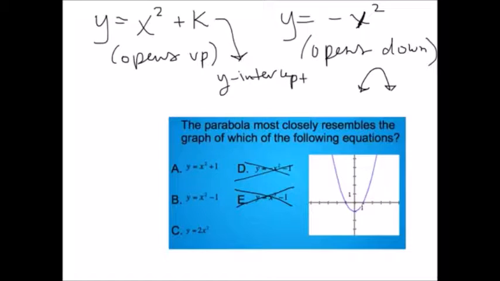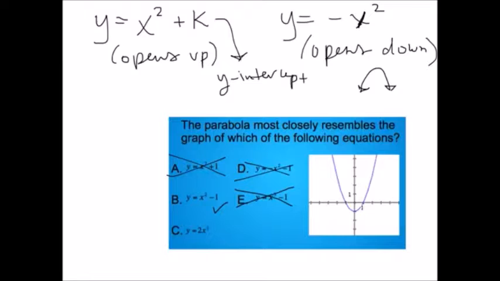Alright, so let's look at choice A. That's telling us that we're opening up. That's true. But then that plus 1 would imply that we're crossing the y-axis at positive 1, and that's not the case. Choice B implies that we're opening up, which we are, and that we cross the y-axis at negative 1, which seems true. We are.